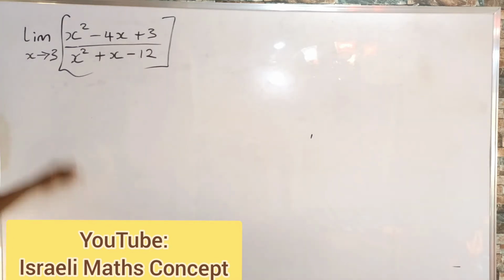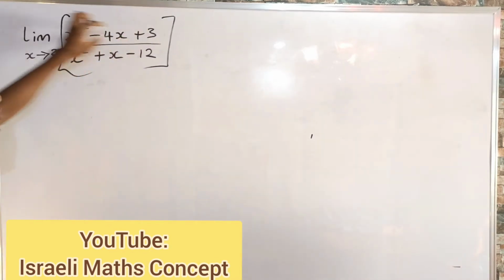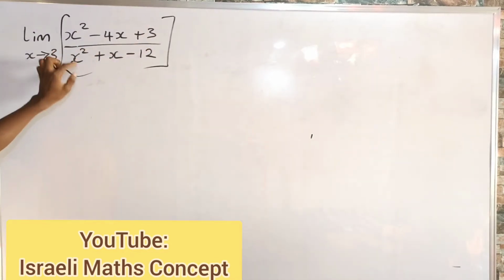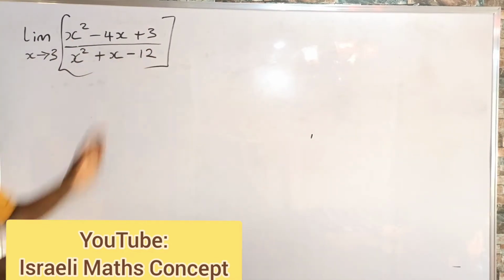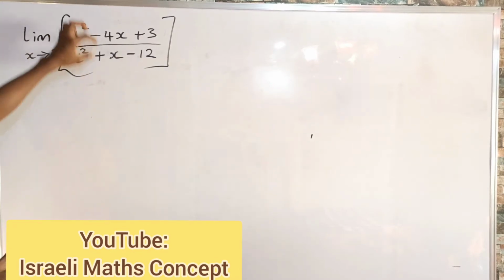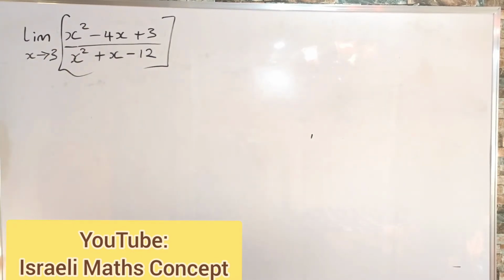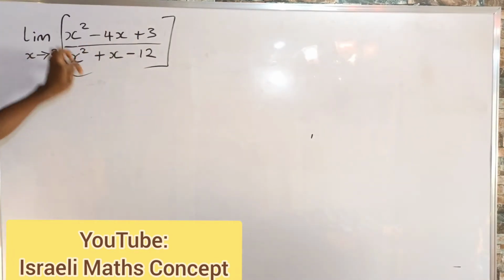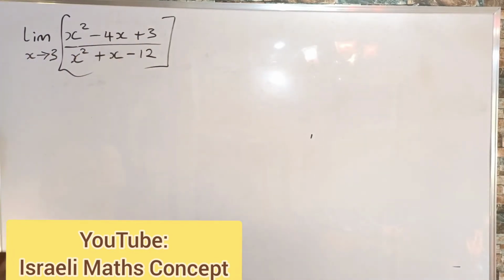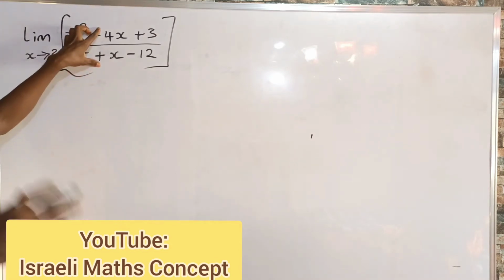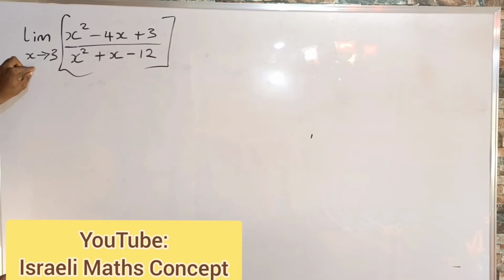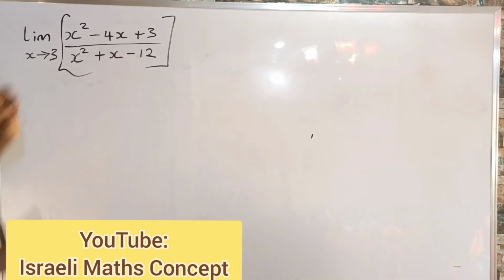But looking at this numerator, which is x squared minus 4x plus 3, and the denominator, which is x squared plus x minus 12, you will discover that both of them are quadratic expressions. Hence, we first factorize the numerator and the denominator, after which we can solve subsequently and then substitute for the value of the limit of x tending to 3.